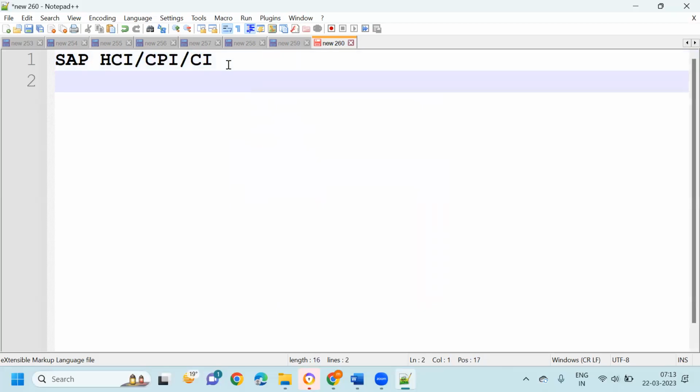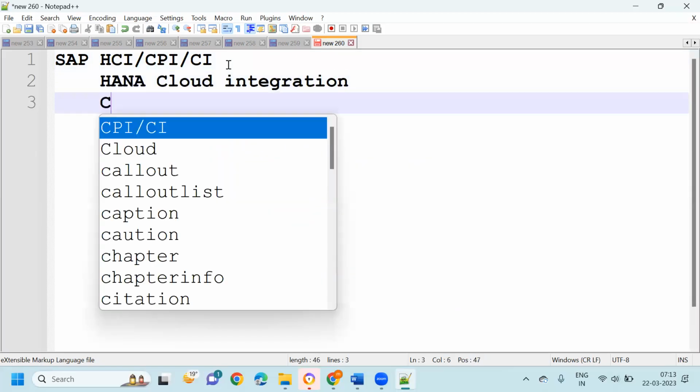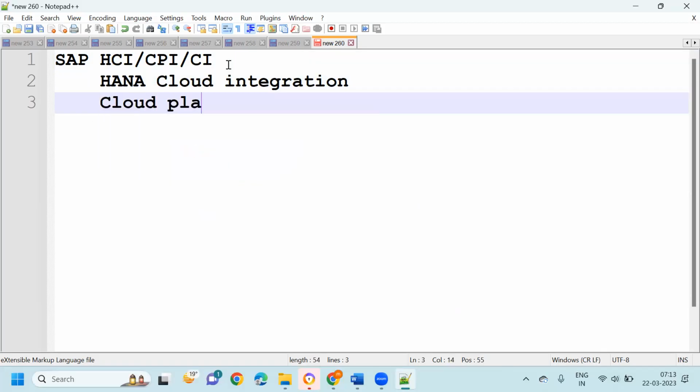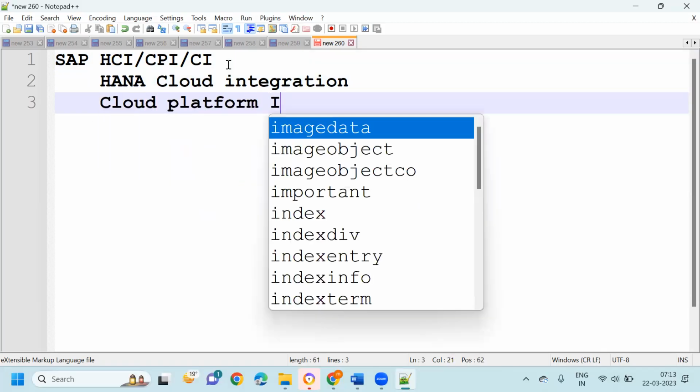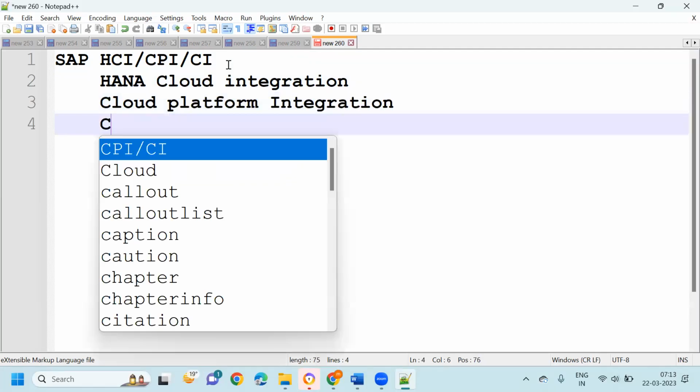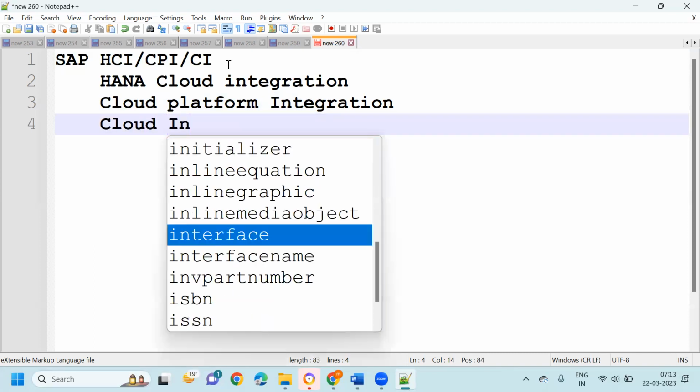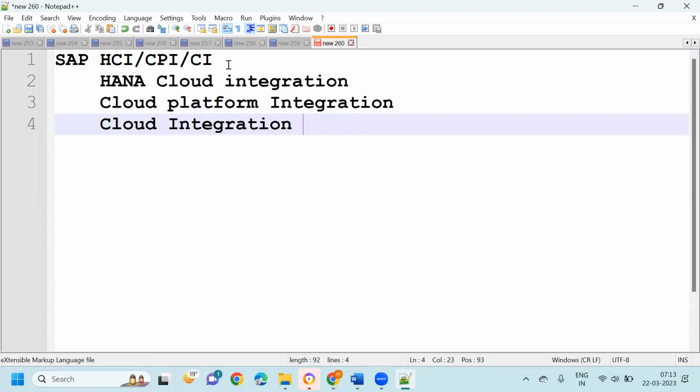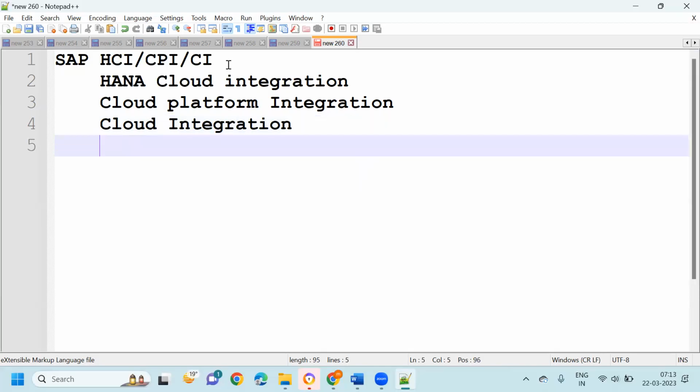If you observe here, this is an SAP product. HCI is nothing but HANA Cloud Integration. It is also called Cloud Platform Integration. Next, it is also called Cloud Integration. And nowadays we can see it is also called SAP Integration Suite.